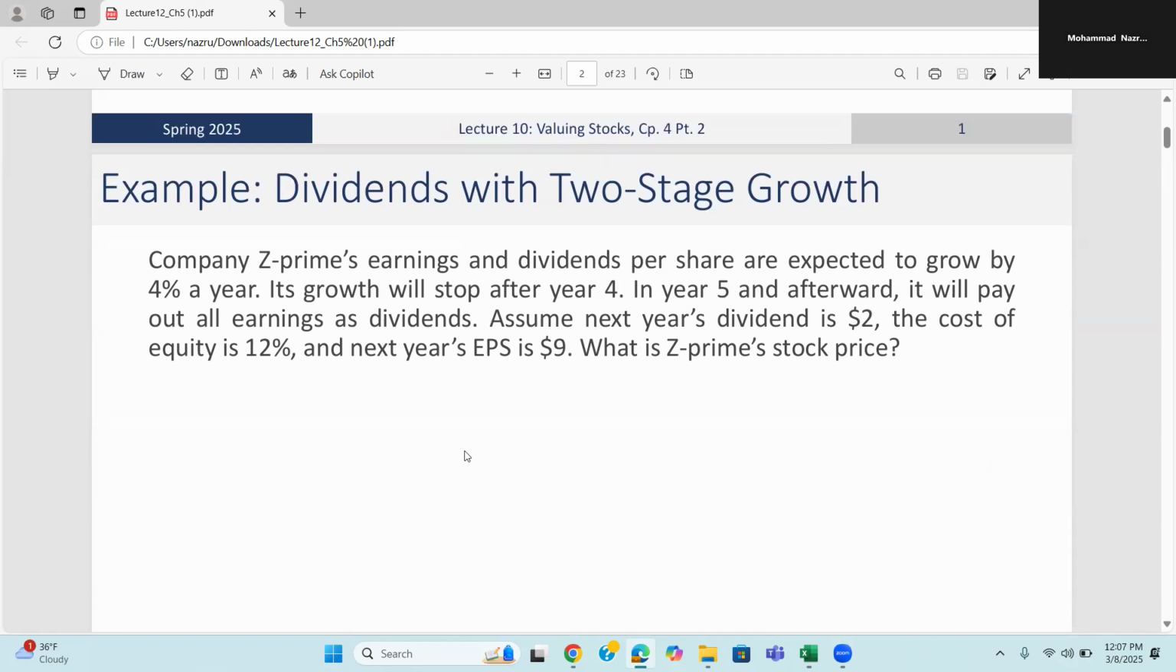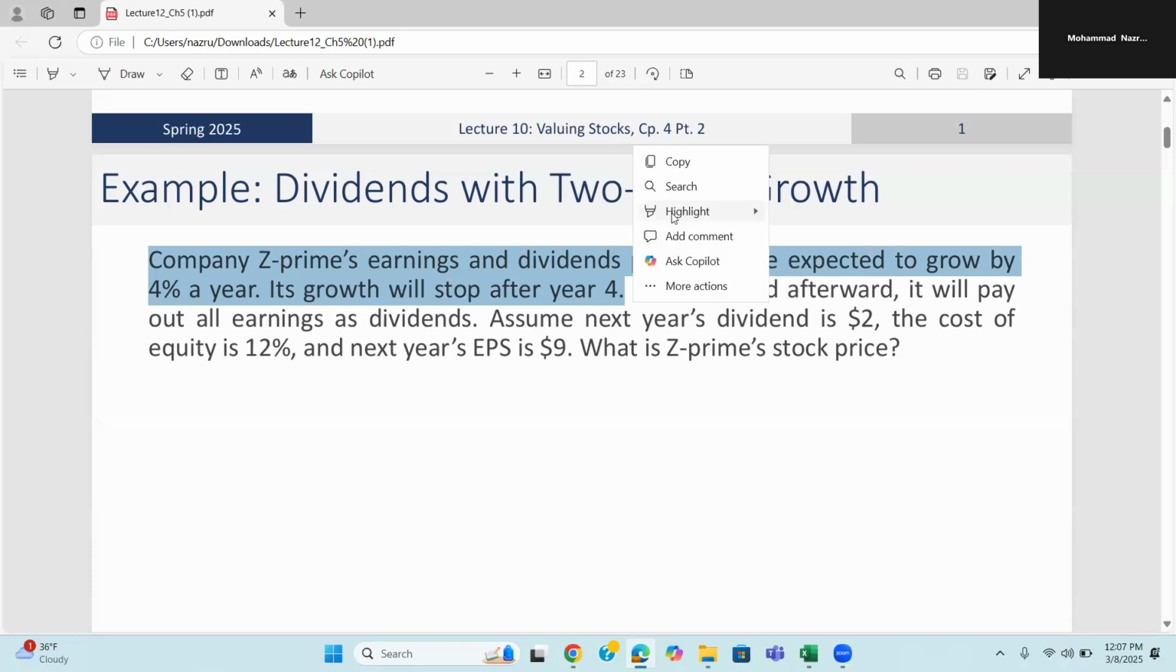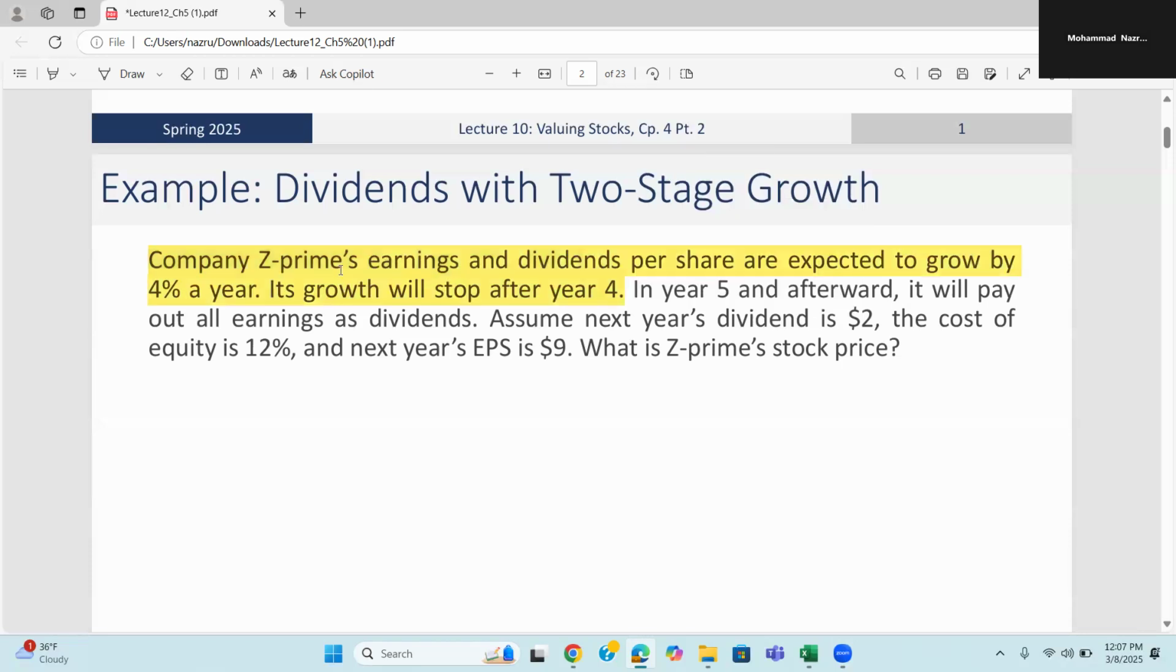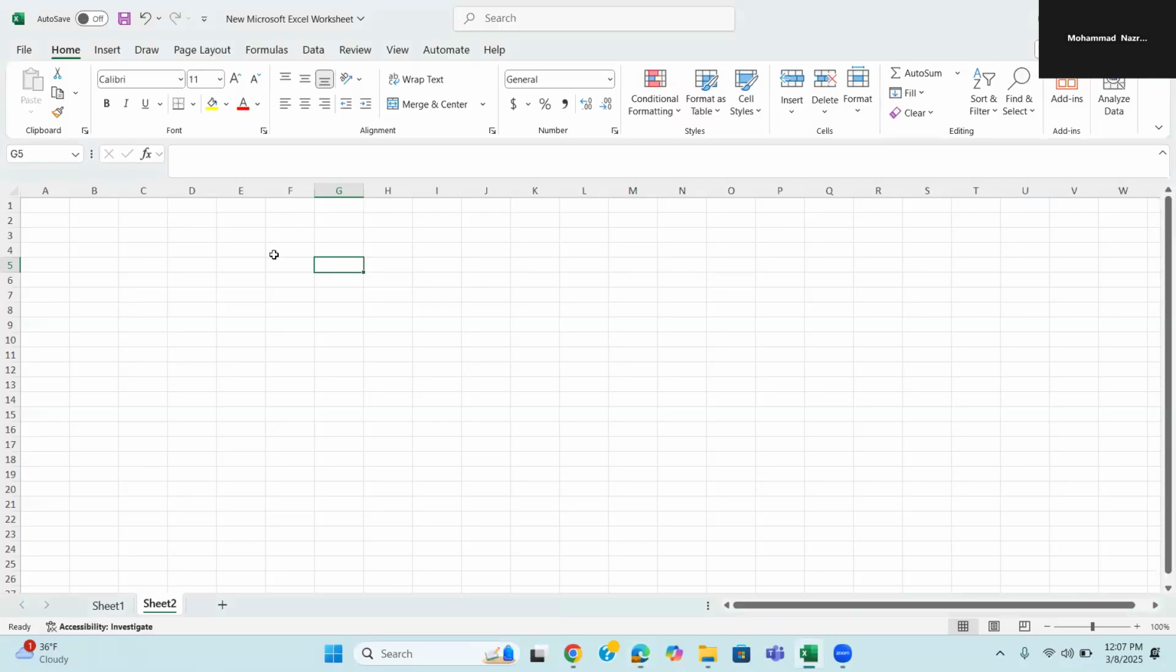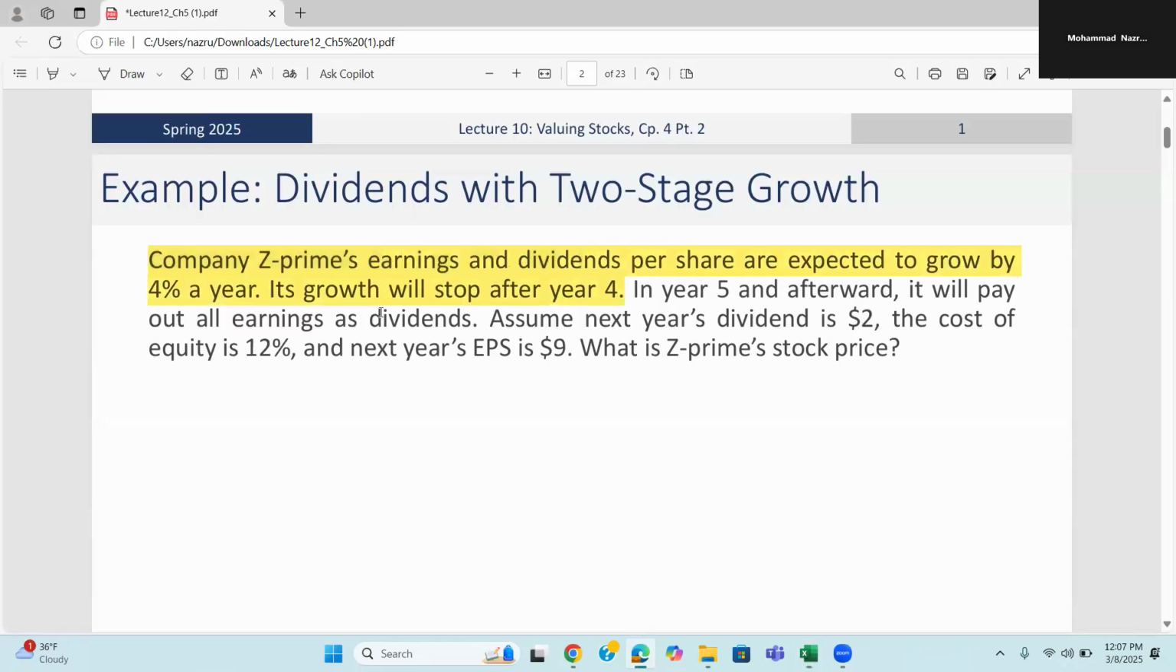Company Z Prime's earnings and dividends per share are expected to grow by 4% a year. Its growth will stop after 4 years. So until 4 years, we have one piece of information here, right? So let's start: expected to grow by 4%, so my growth rate is 4%, right? And it says its growth will stop after 4 years.